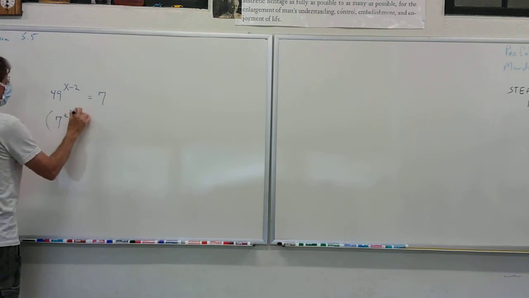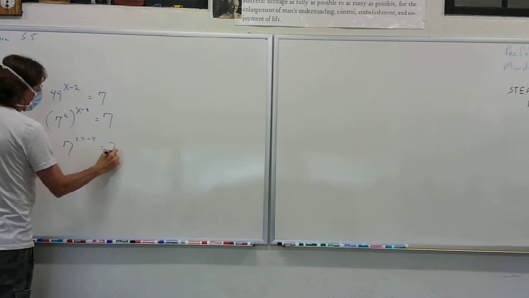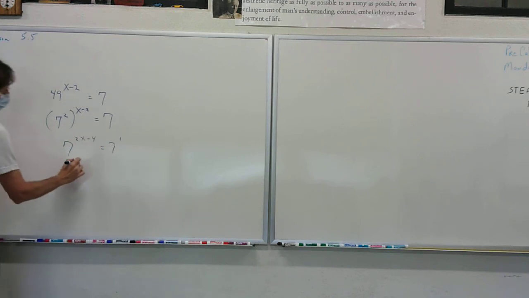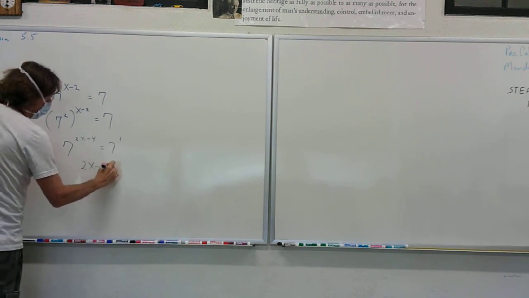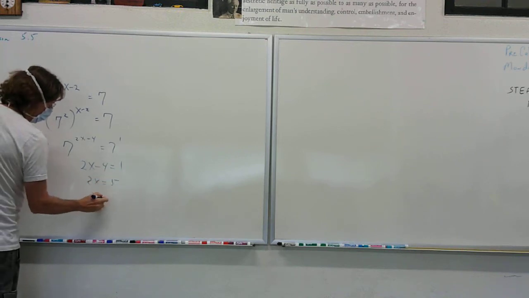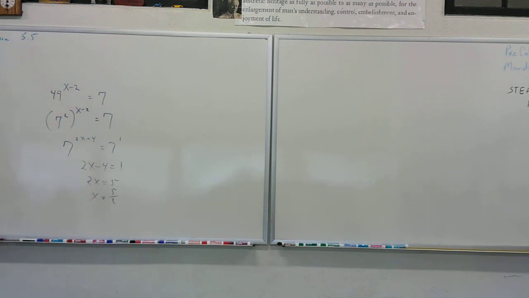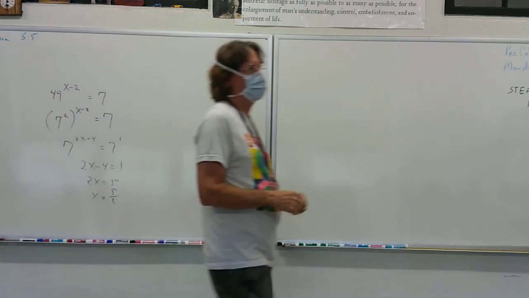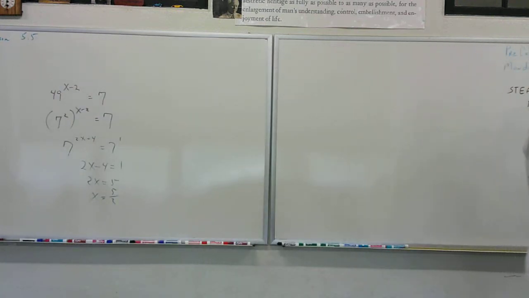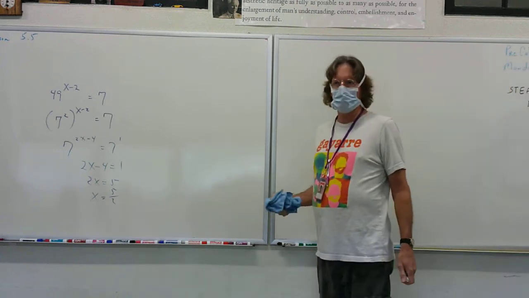7 squared to the x minus 2, equals 7. And we get 7^(2x-4) = 7. If you need it, put your 1 there. 2x - 4 = 1. 2x = 5. And x = 5/2. And there you go. So if you have a situation where you have exponentials, make the bases the same. All right. We're good with that?